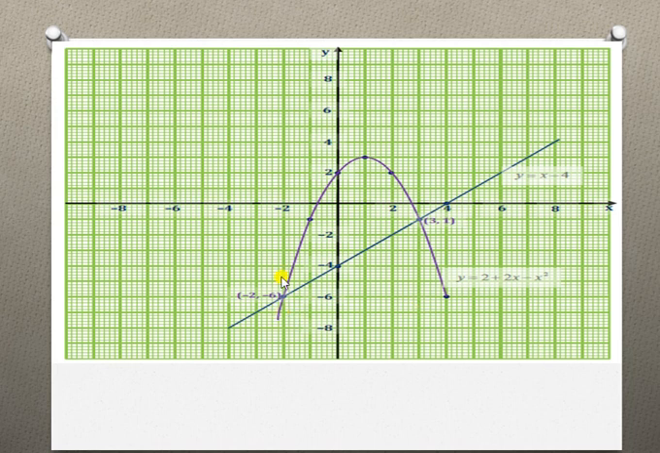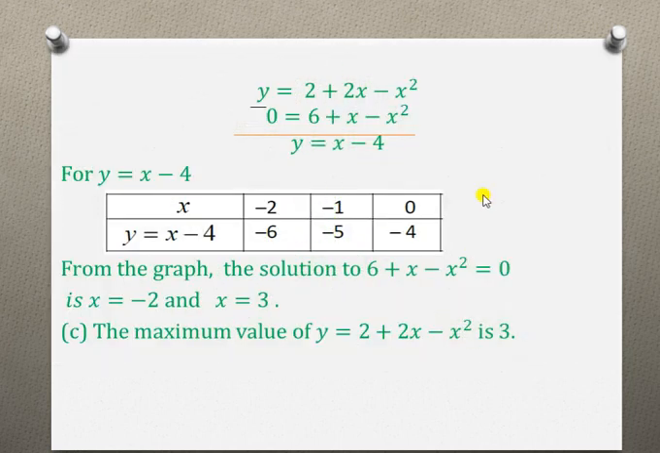Now, the first graph is supposed to be this curve. And why is it n-shaped? It is n-shaped because the coefficient of x squared is negative. Now, this line should not worry you. We are going to see how this line came about just in the next presentation. Now, let's look at this.